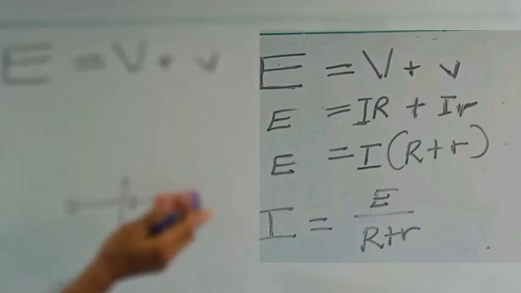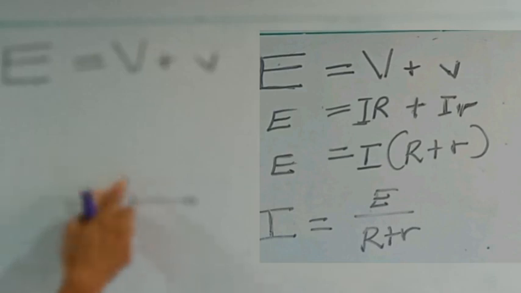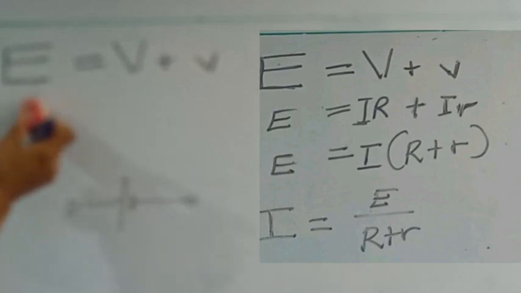Remember, this is a cell. This long one represents the positive terminal. These shorter parts represent the negative terminal. So EMF of a cell is the potential difference across the terminals of a cell when it is not delivering current to an external circuit.